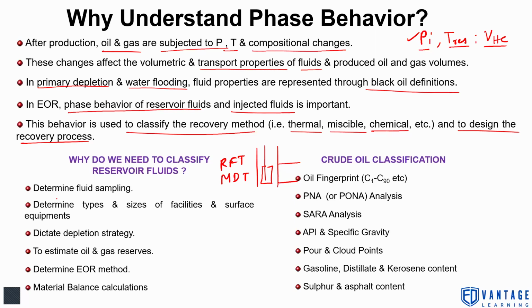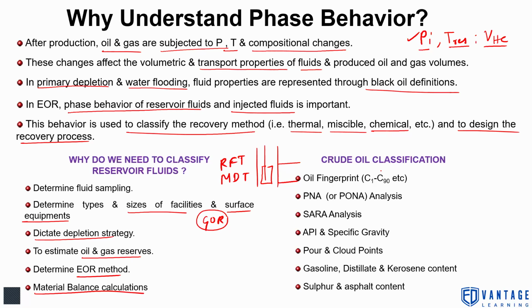Then we go and collect the representative fluid samples. To determine the fluid sampling, we need to classify reservoir fluids and determine types and size of facilities and surface equipment. Depending on your hydrocarbon GOR, which is gas oil ratio, we need to plan initially what should be the separator size and the storage tank volume, depending on the volume of oil we are targeting to produce from that well or the field. It also dictates depletion strategy, estimates oil and gas reserves, determines the applicable enhanced oil recovery method, and feeds material balance calculations.